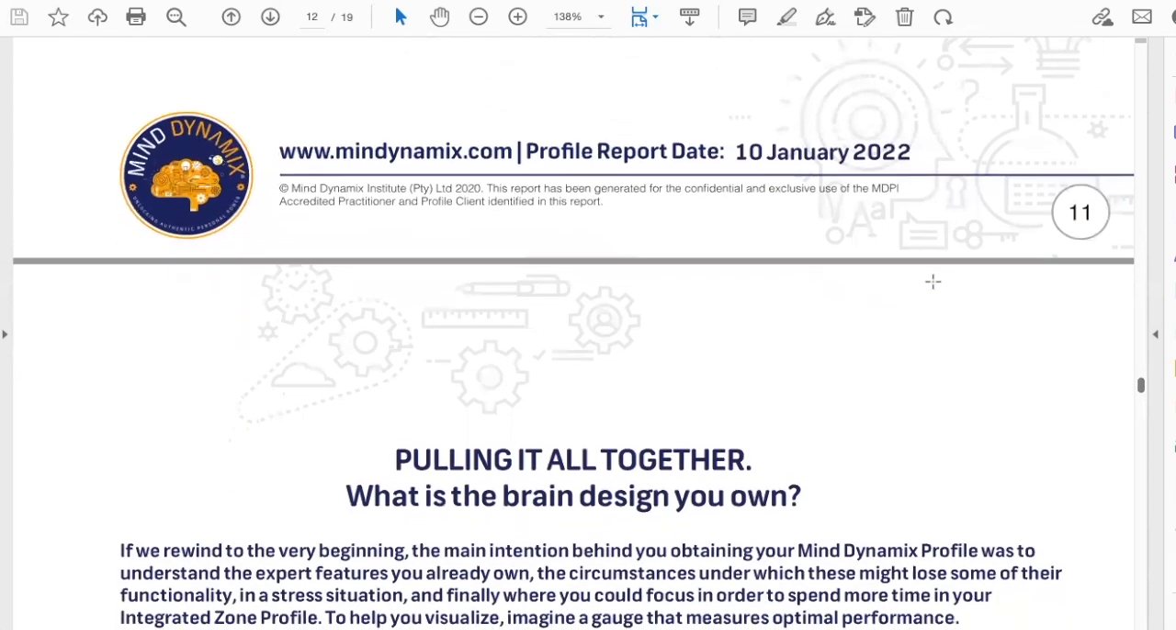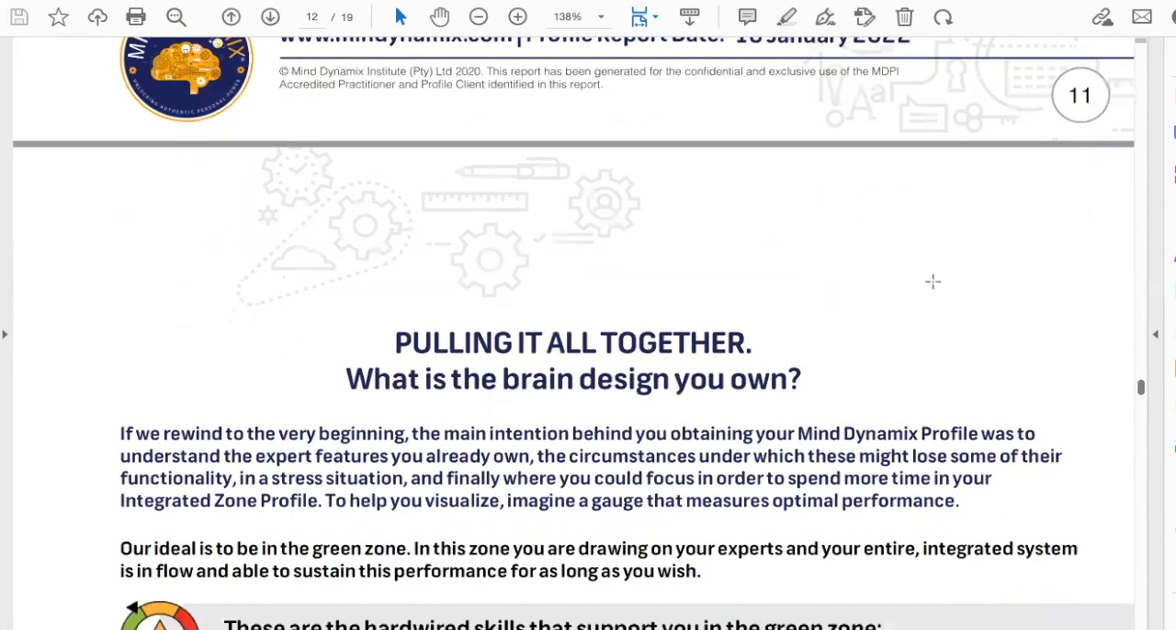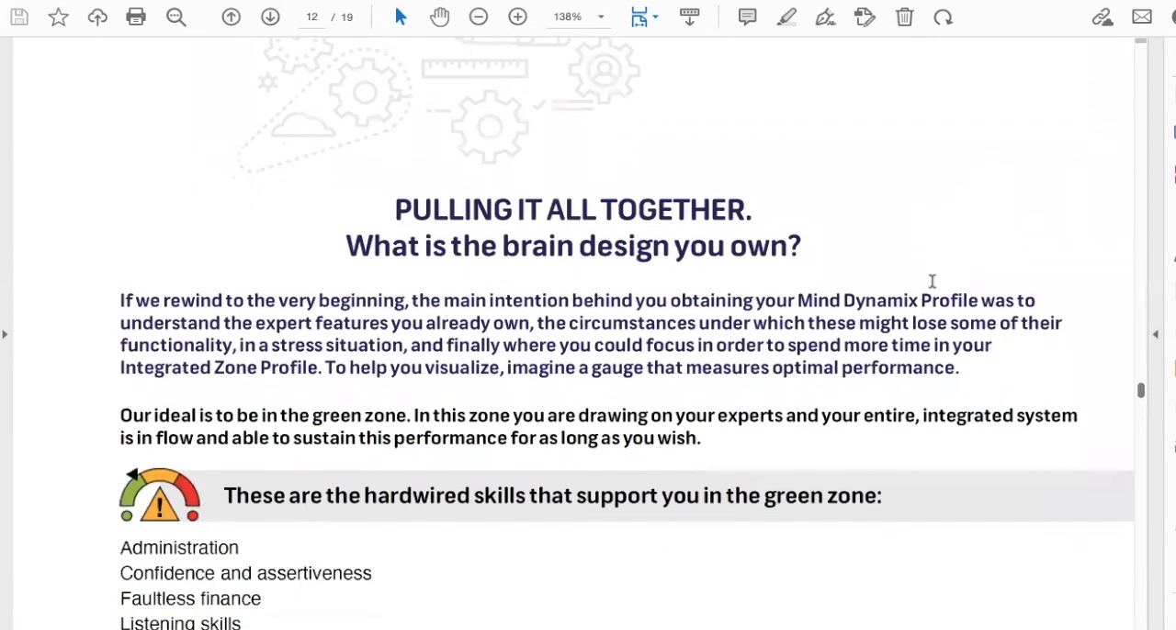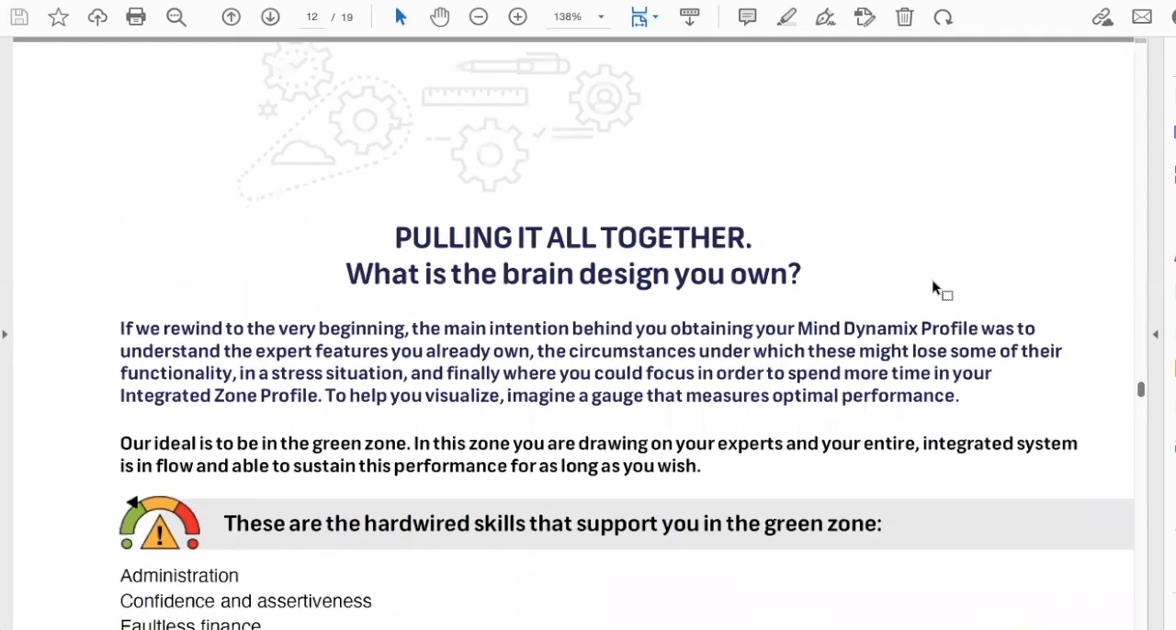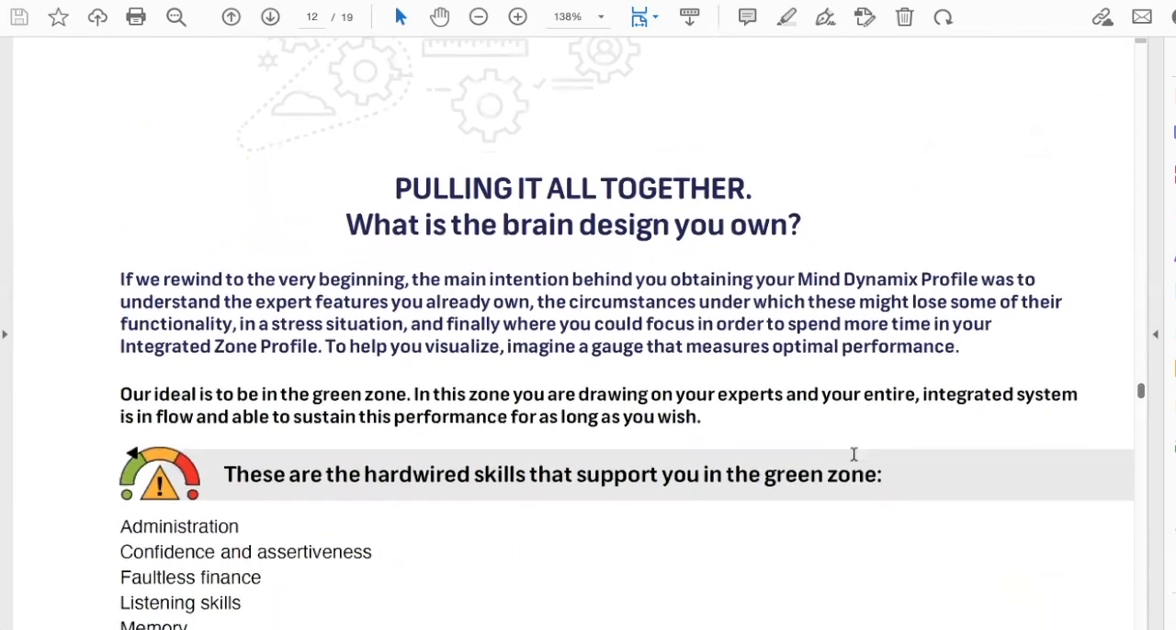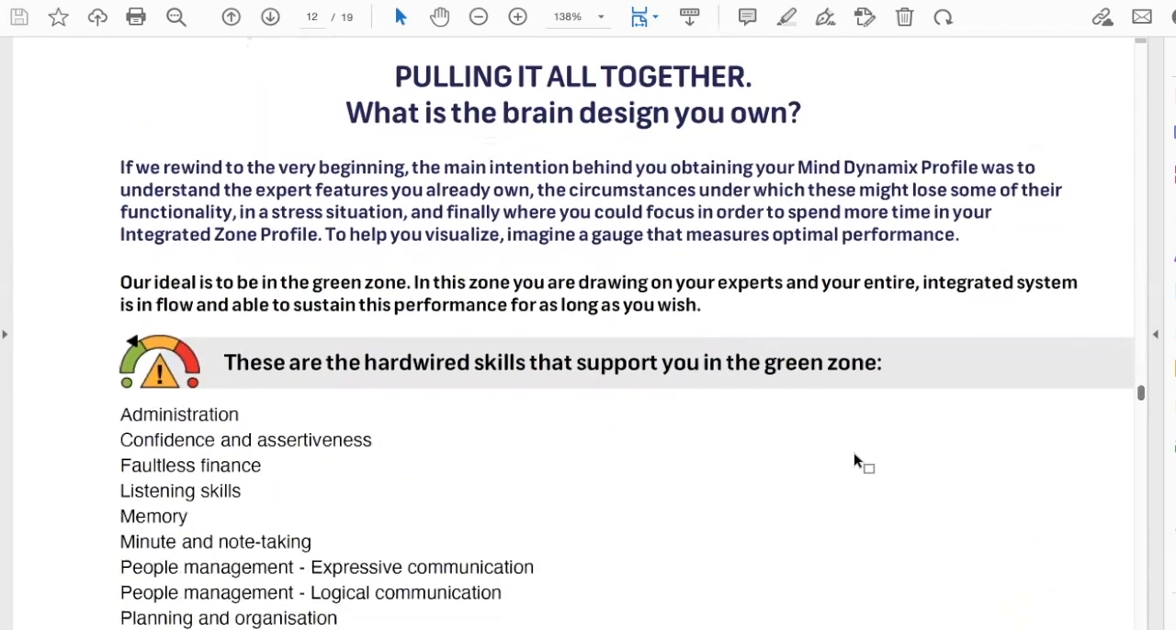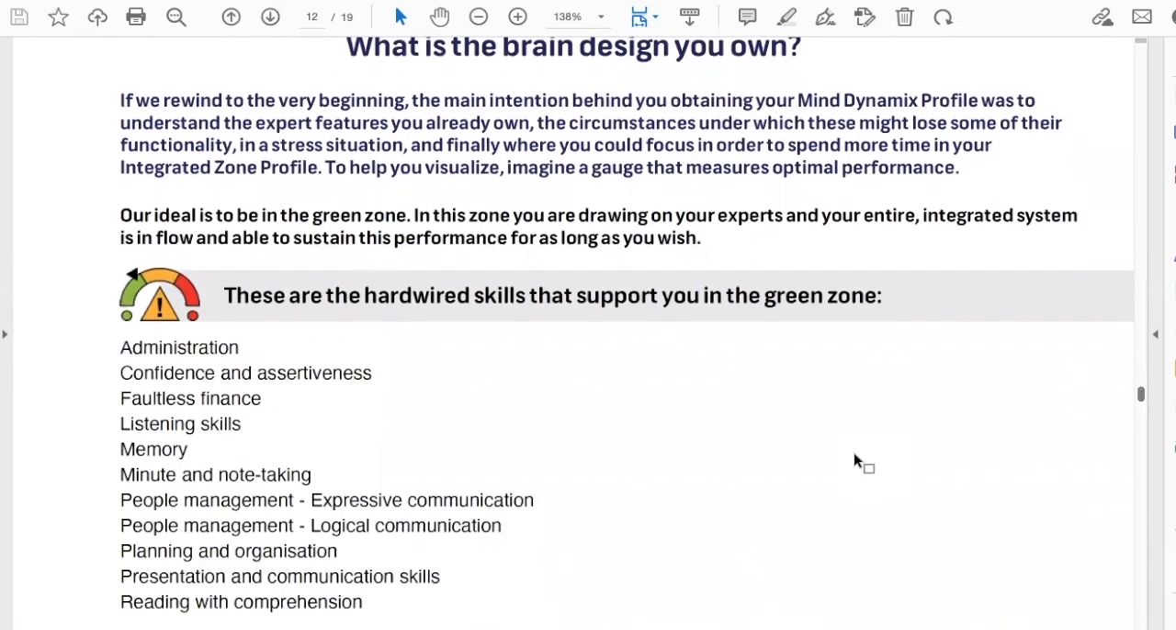We then take a second look at all of this wonderful information. We talk about pulling it all together. And for convenience's sake, we're now going to present this information in a dashboard style. You can use an analogy of an aircraft flying, of a motor car, of a pressure gauge. We first reinterpret all of the skills into when the person is in flow.